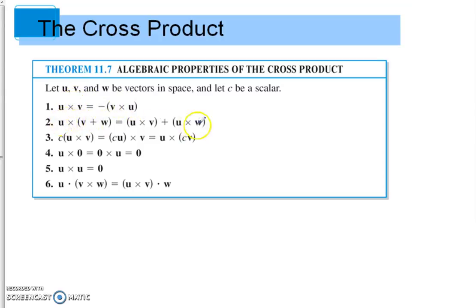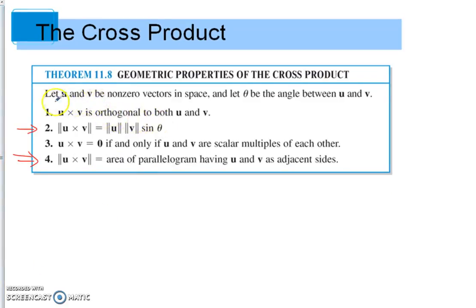And here I've got a distributive property that appears to work. And notice that this is not commutative. It doesn't just go backwards. That's negative. I've got a scalar multiple involved there. U cross the 0 vector is the same as the 0 vector cross u, and so forth and so on.